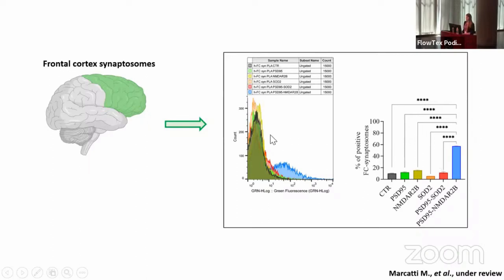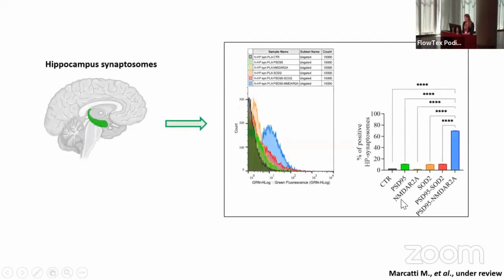In this case, as you can see here, all the negative controls are on the left of the green fluorescence axis, whereas for the PLA, where we analyzed the interaction between PSD95 and NMDA receptor 2B, which, as I said before, are known to interact, we confirmed that we are able to detect this interaction through this method compared with all the controls. And as you can see here, the biological negative PLA that I described before showed a percentage of positivity close to the technical negative control.